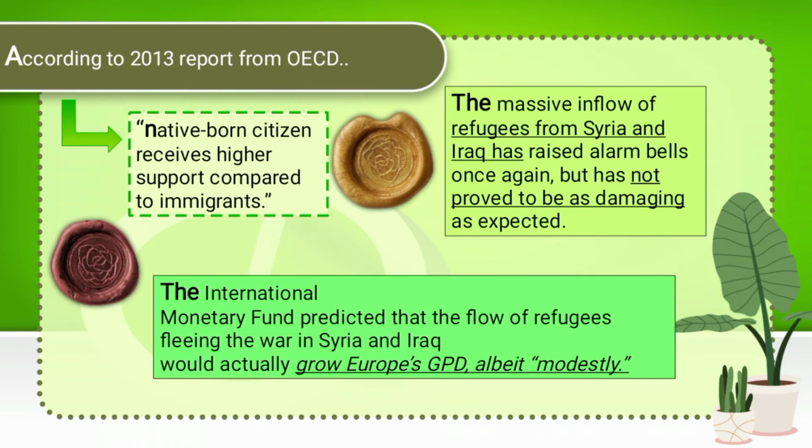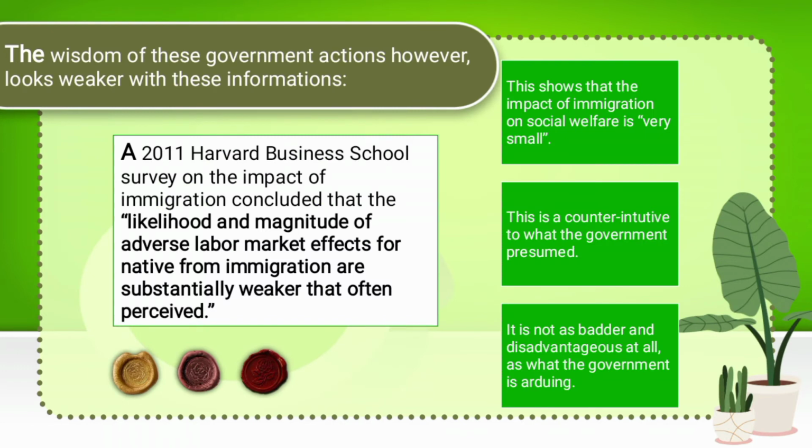Now, for the next slide, we have: the wisdom of this government action, though, has been constantly belied by the data. Belied means being denied by fact-based research. That is, according to the 2011 Harvard Business School survey on the impact of immigration, they concluded that the likelihood and magnitude of adverse labor market effects for natives from immigration are substantially weaker than often perceived. That is, this shows that the impact of immigration on social welfare is very small. This is very opposite to the refutes of the anti-immigrants or nationalistic group, which they have been emphasizing that immigrants abuse social welfare.